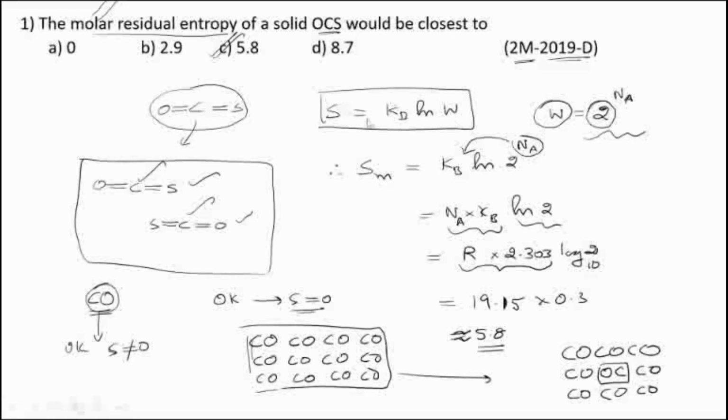This is the formula to find residual entropy. S is equal to k_B ln W, right? And the formula to calculate W is this one, that is, number of orientations power number of particles. Does anyone have a doubt in this?